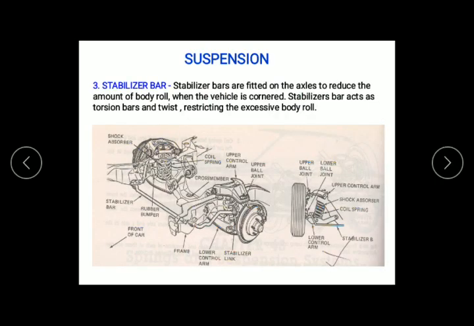Third, stabilizer bar. Stabilizer bars are fitted on the axle to reduce the amount of body roll. When the vehicle is cornering, the stabilizer bar acts as a torsion bar and it restricts the excessive body roll. In this figure, this is the stabilizer bar. You can see the stabilizer bar here which restricts the excessive body roll.